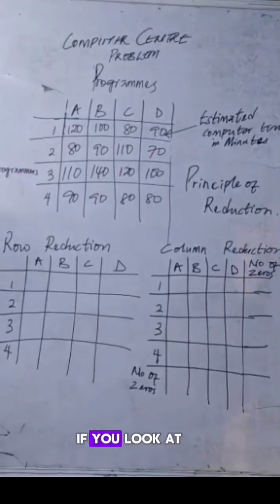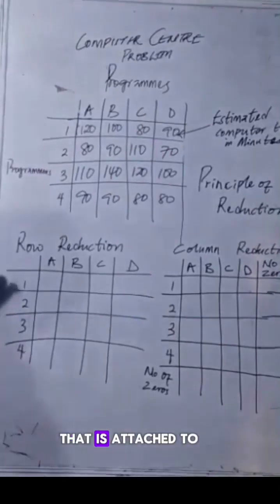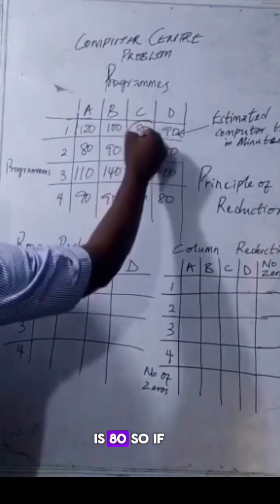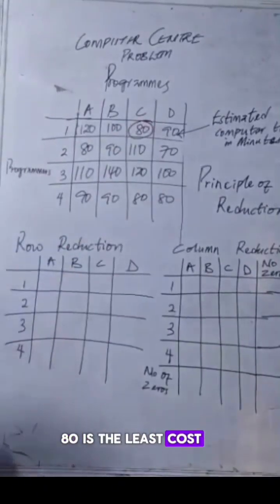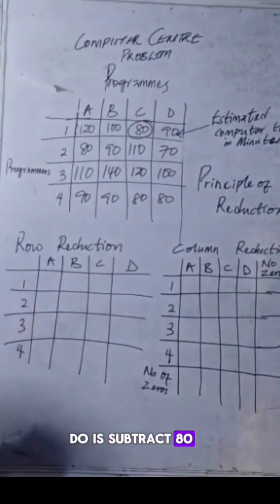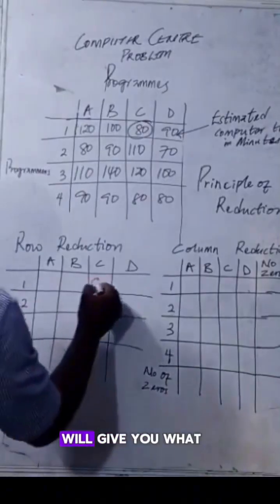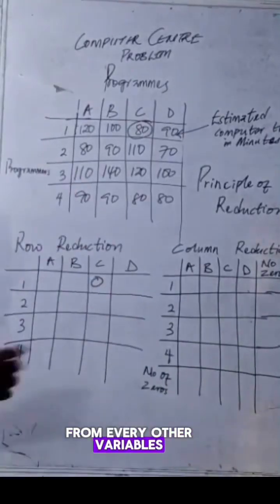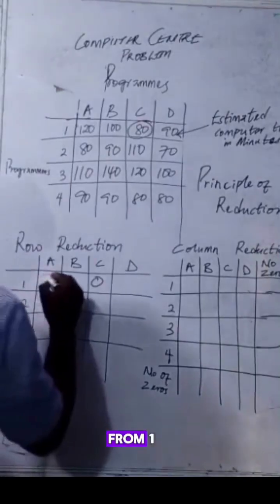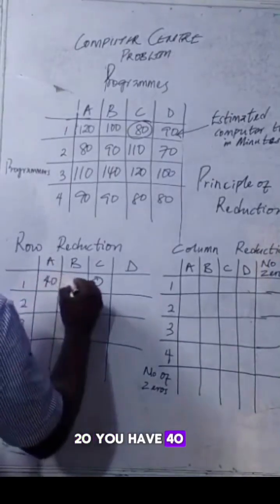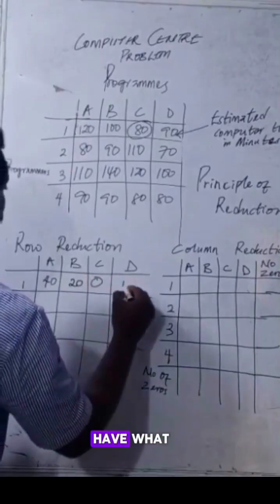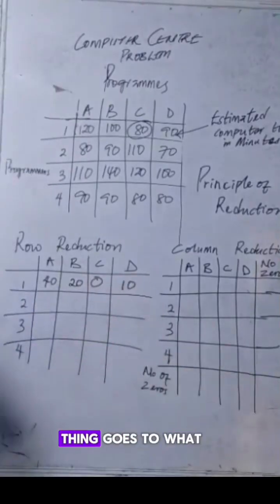If you look at the first row, attached to the first programmer, the least cost there is 80. So all you need to do is subtract 80 from itself, which gives you 0. Then subtract 80 from every other variable there. So 80 from 120 you have 40, 80 from 100 you have 20, and 80 from 90 you have 10.